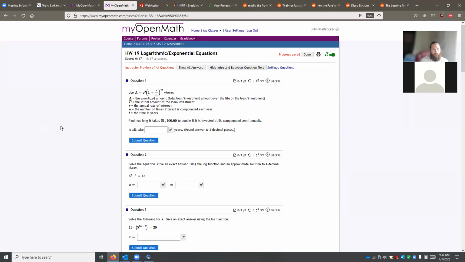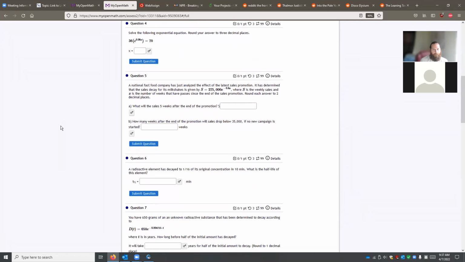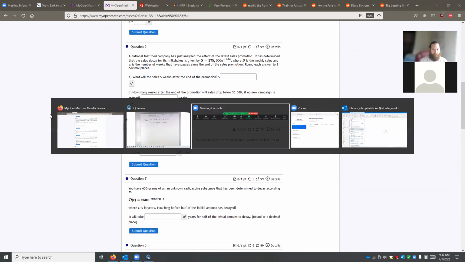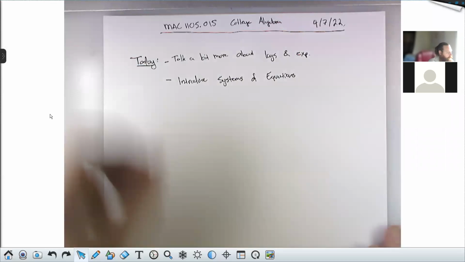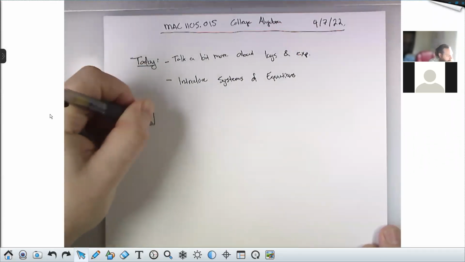All right, and if I'm going in order, the way the questions have come in, number 6 was the first one. We're told that a radioactive element has decayed to 1/16 its original concentration in 10 minutes, and we're asked, what is the half-life of this element? Let's start there. Homework 19, problem 6.